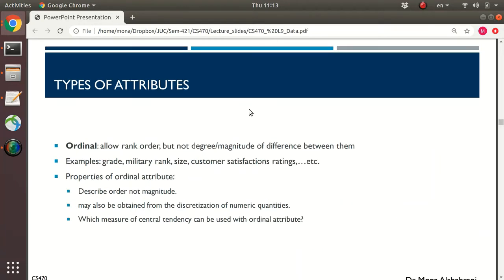Another type of attribute is the ordinal attribute, which allows rank or order, but not the actual degree or magnitude of difference between them. For example, a grade, military rank, size, customer satisfaction ratings, and so on. So the property of such attributes is that they describe order, not magnitude. They can be obtained from discretization of numeric quantities.